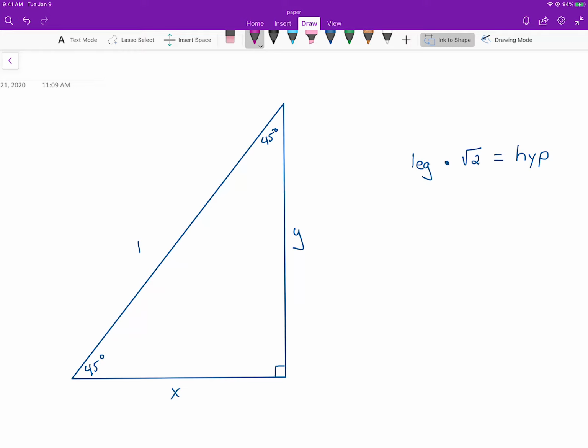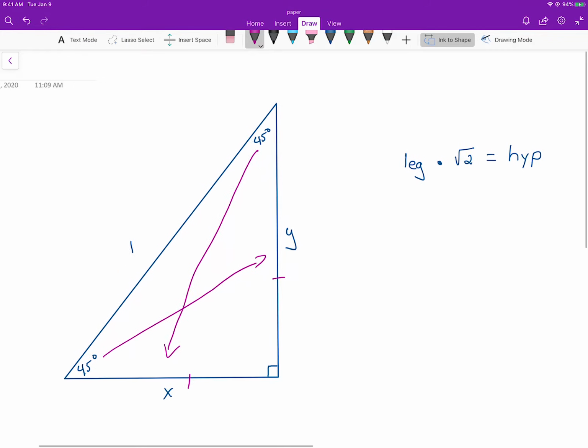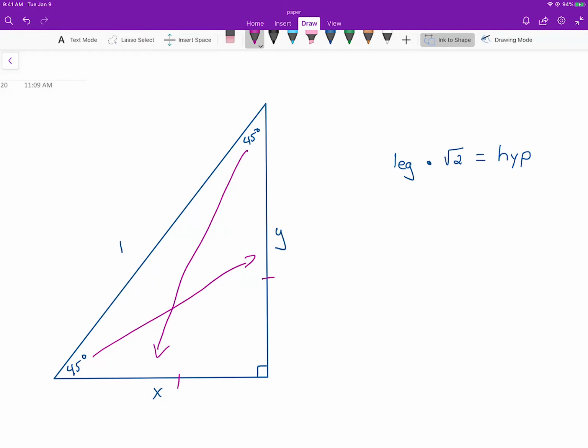So the first thing I'm going to do is look at this triangle and think about that it's isosceles. And I know it's isosceles because I have two congruent angles. And then I'm going to think back to geometry and think about what I know about isosceles triangles. If I have two congruent angles, the sides opposite those angles will also be congruent. That was the converse of the base angles theorem. So I right now don't know what x and y will equal, but I know they're going to be the same.